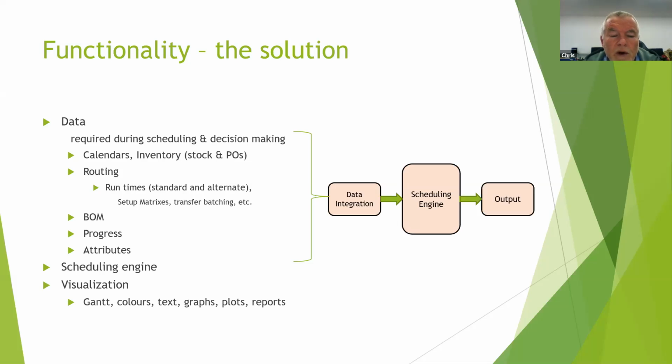And then I provide that output, and the output is often, most frequently, a Gantt form, but I'm using colors to transfer information to make people understand it easier. I'm using text in reports, I'm using graphs, I'm using plots, whatever I need to do to make the user assimilate the result of the scheduling engine to help them with decision making is what I need to do.